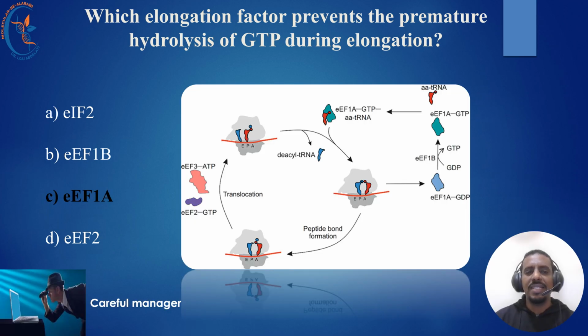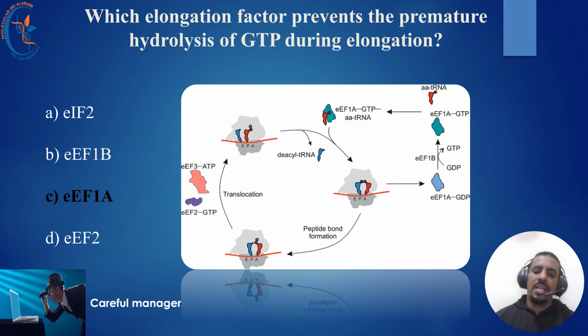Okay, the correct answer is eukaryotic elongation factor 1A. Alright, let's think of eukaryotic elongation factor 1 as the careful manager that ensures GTP, I mean the energy source, is used at the right time. It helps deliver amino acids to the ribosome and makes sure the GTP is only used when absolutely necessary, preventing any waste or premature use of energy.